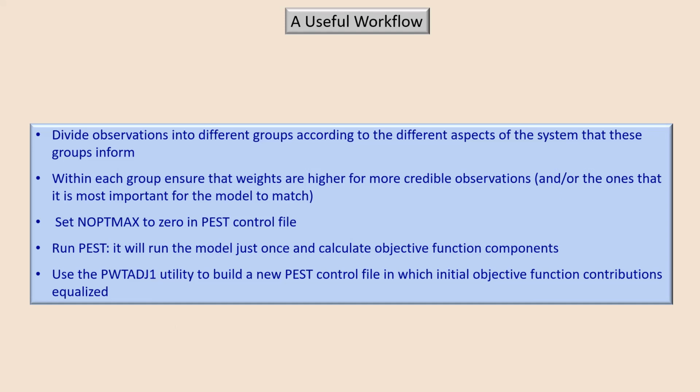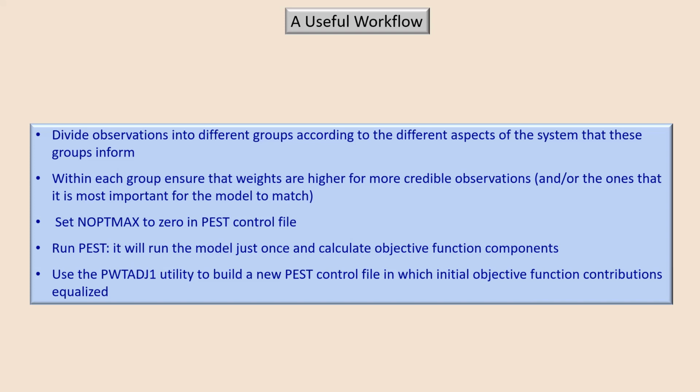So my workflow may go something like this. I set up my PEST input data set. I divide my observations into groups on the basis of different observation types or on the basis that they're informing different aspects of the system. Within each group, I certainly give more credible observations a higher weight. If some observations are noisy, they'll get a lower weight. So the weighting reflects observation credibility within each group.